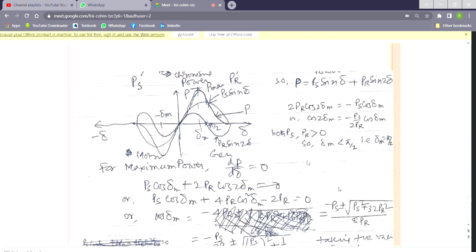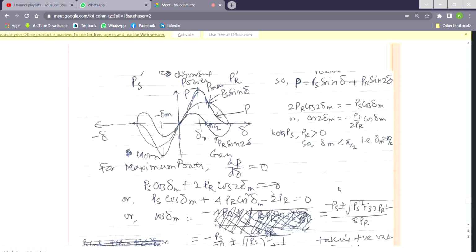Now, both Ps and Pr are greater than 0, right? So this is positive, and this can happen only when delta m is less than pi by 2. When delta m equals pi by 2, cos pi by 2 is 0, so this portion is not there. So delta m will always be less than pi by 2.